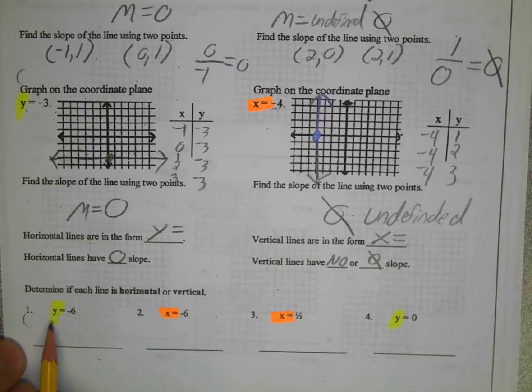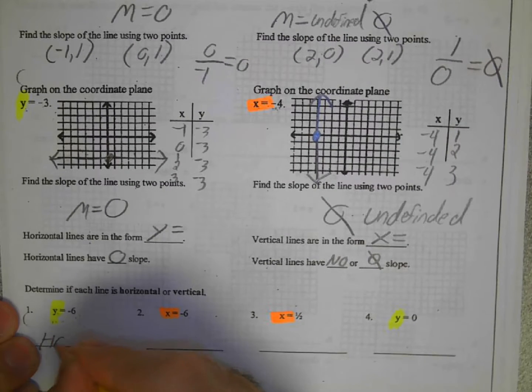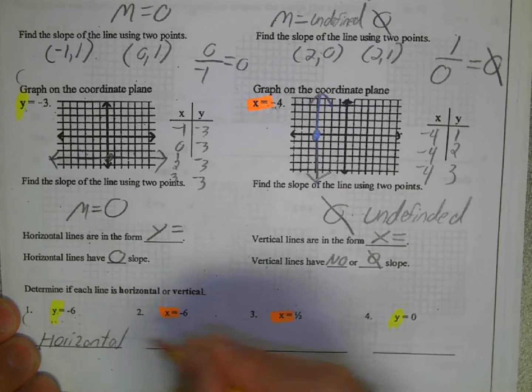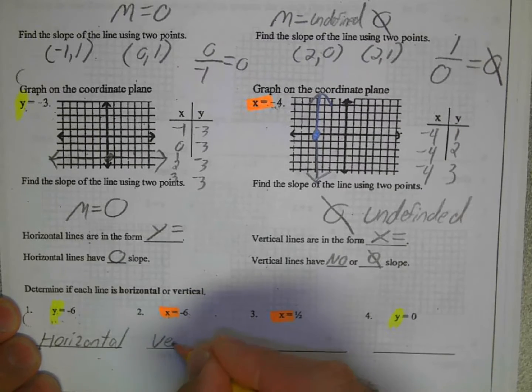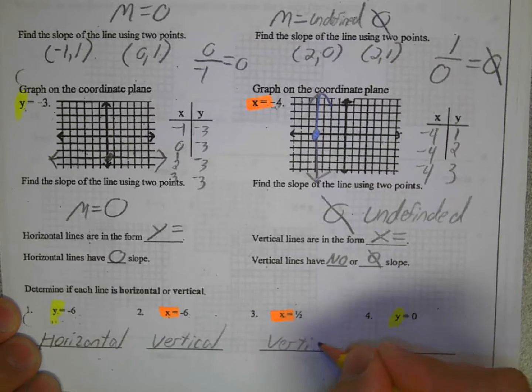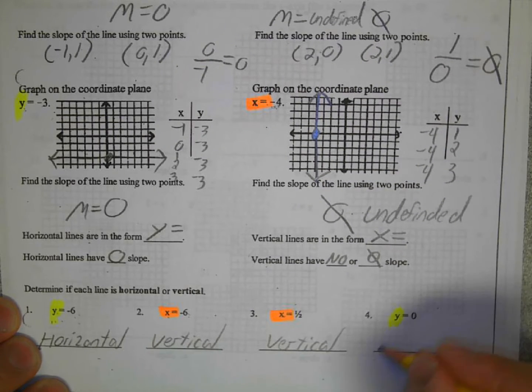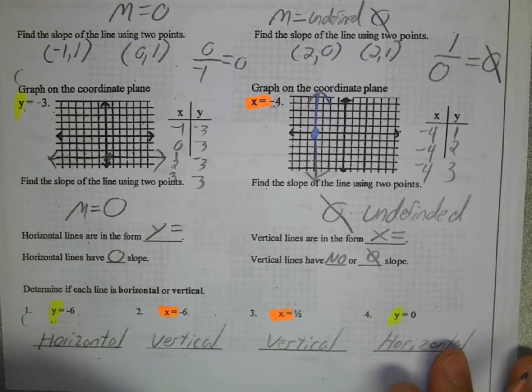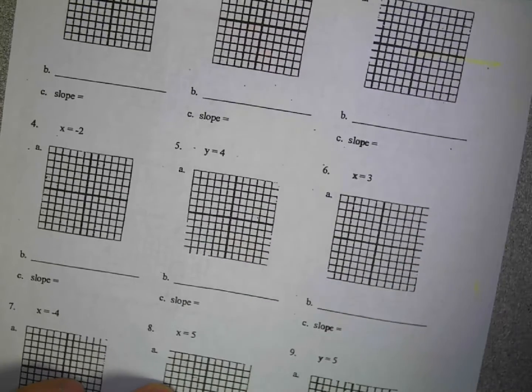So right here, y equals is going to be horizontal. X equals is vertical. X equals is a vertical line, and y equals is going to be a horizontal line. All right, you're going to have some practice on the back here, marking whether the line is horizontal or vertical, and then telling what the slope is.